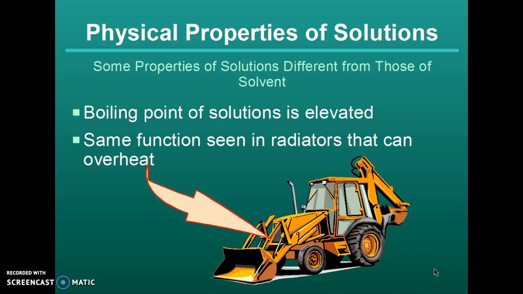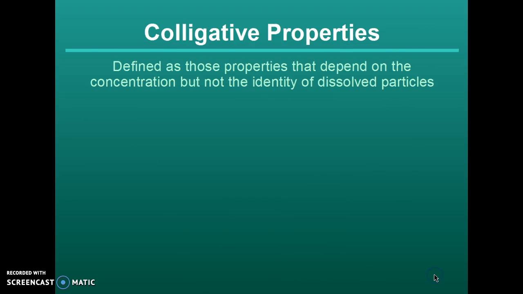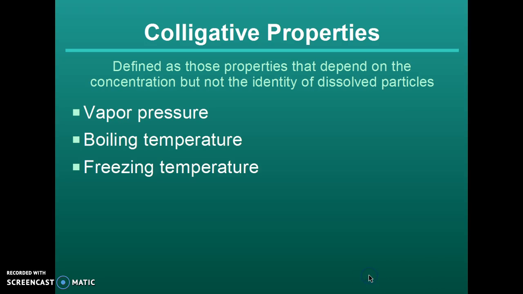Moreover, the antifreeze also elevates the boiling point of solutions, so the same function can be seen in radiators. They are prone to overheating and freezing, so if you raise the boiling temperature and lower the freezing point with the same chemical, you can get an improvement in the operation. Colligative properties are defined as those properties that depend on the concentration but not the identity of the dissolved particles. And we see these are vapor pressure, boiling temperature, freezing temperature, and osmotic pressure.